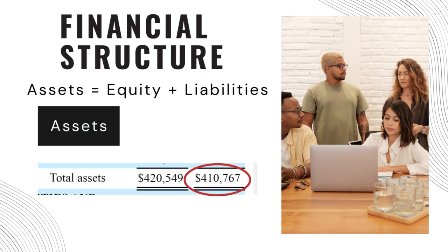Hello, I'm Valentina, and now we're going to talk about the financial structure. First of all, we have the financial equation that you can appreciate on the slide, and it is assets equal to equity plus liabilities. And then we have the total assets of the company in 2022 that were approximately 410,767, and that's the initial percentage of 100%.